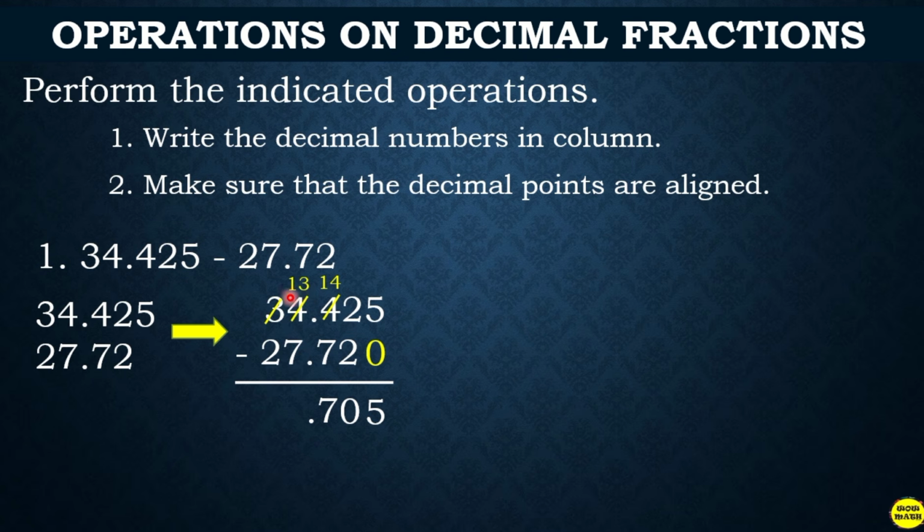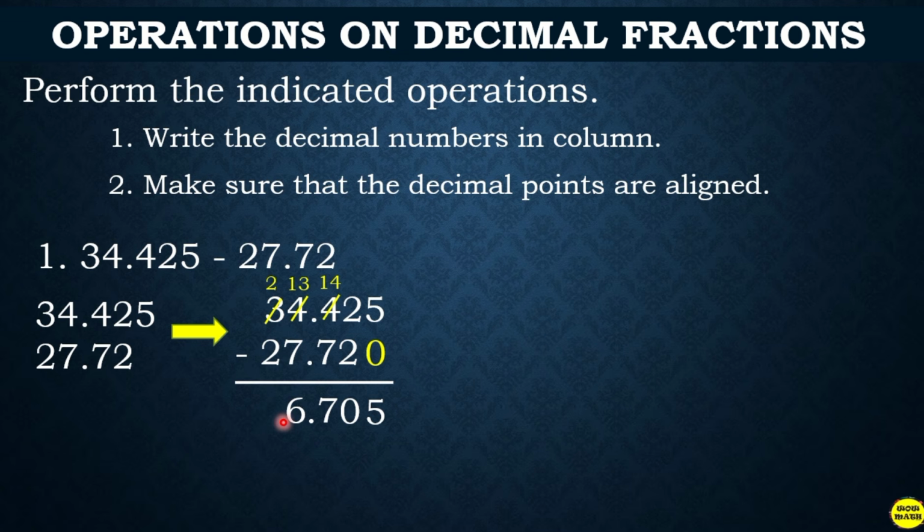So, ang gagawin natin, nag-borrow tayo. That's why it became 13. So, we can now subtract 13 minus 7, that is 6. Okay? May mark tayo dito kasi nag-borrow tayo. So, this is only naging 2 na lang siya. So, we have 2. 2 minus 2 is 0.